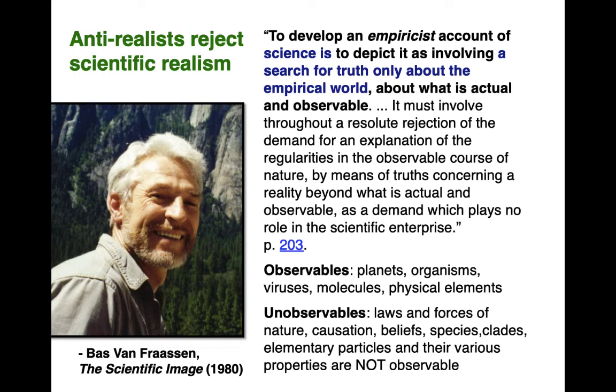Here's Bas van Fraassen. He's an anti-realist, and he rejects or is skeptical of scientific realism. This comes from his book, published in 1980, called The Scientific Image. To develop an empiricist account of science is to depict it as involving a search for truth only about the empirical world, about what is actual and observable. It must include throughout a resolute rejection of the demand for an explanation of the regularities in the observable course of nature by means of truths concerning a reality beyond what is actual and observable, as a demand which plays no role in the scientific enterprise.